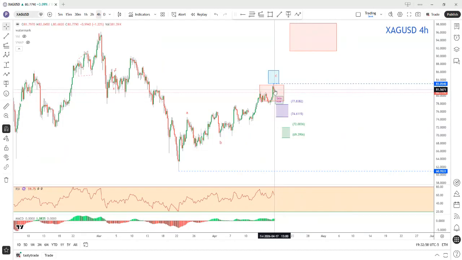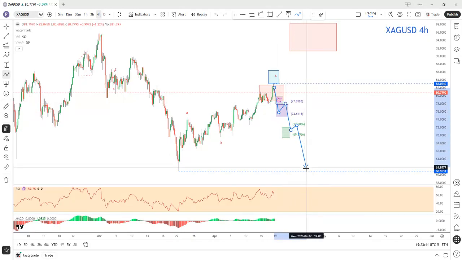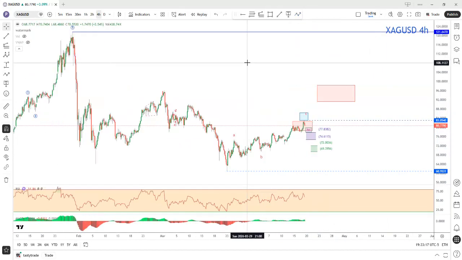So we'll have to see now. Does the purple offer any support? Does the green offer any support? And then we come up and then break 83, or is this going to just start to really melt and keep working its way down below 60? So that is what I see on silver.